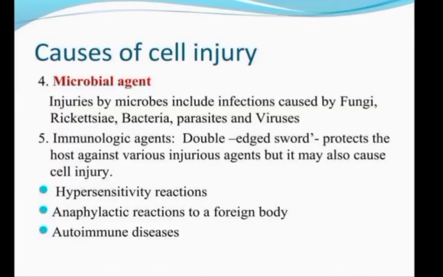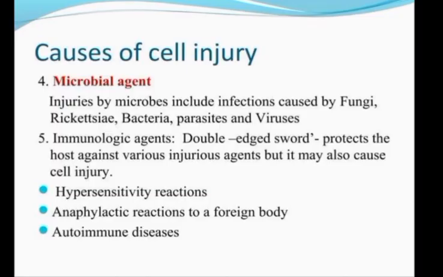Next one is microbial agents. Microorganisms also play an important role in cell injury and disease. This includes bacteria, viruses, fungi, protozoa, and parasites. They damage the cells by direct invasion or by producing toxins that interfere with normal cellular functions. Next one is immunological agents.